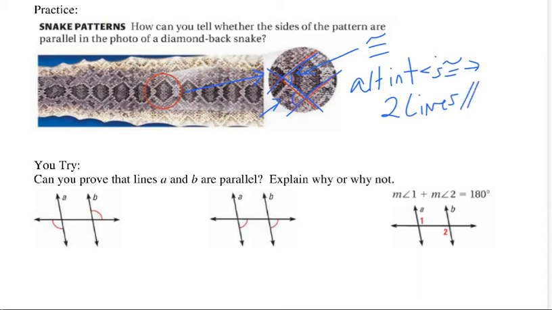Now I would like you to try the next three questions and see, do you have enough information to explain and prove that line A is parallel to line B? You have to look at what you start with and what type of angles they are, and then how they need to be set up. Do they need to be congruent or supplementary to prove that the two lines are parallel? Push pause, work them out, and then push play when you're ready to check your answer.